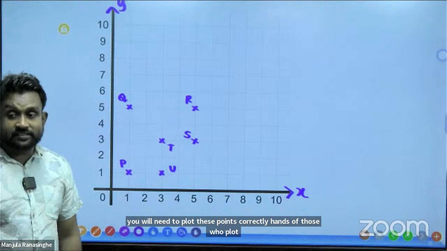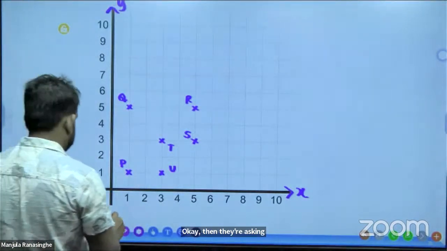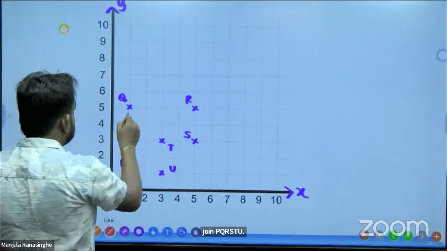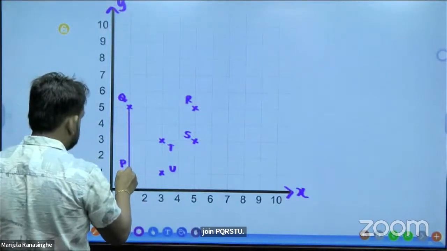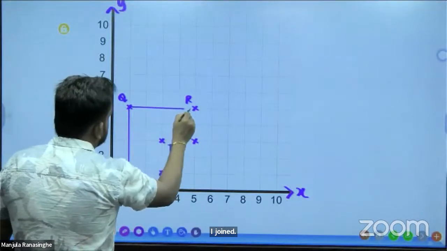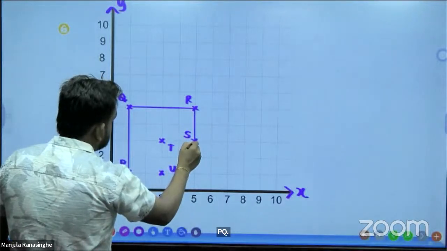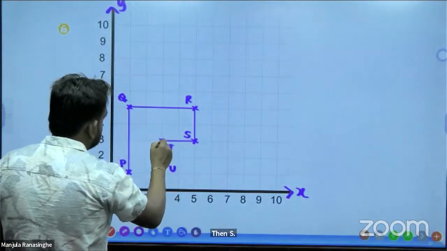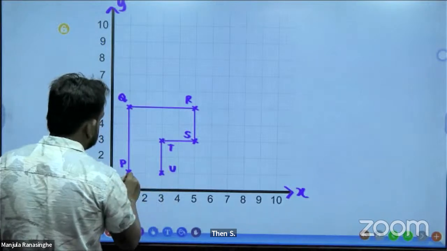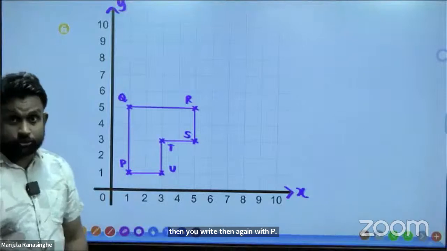Okay, then they're asking to join PQRSTU, right? So to join these points, see there, I join PQ, R, then S, then T, then U, right, then again with P. Okay, so this is the connection.